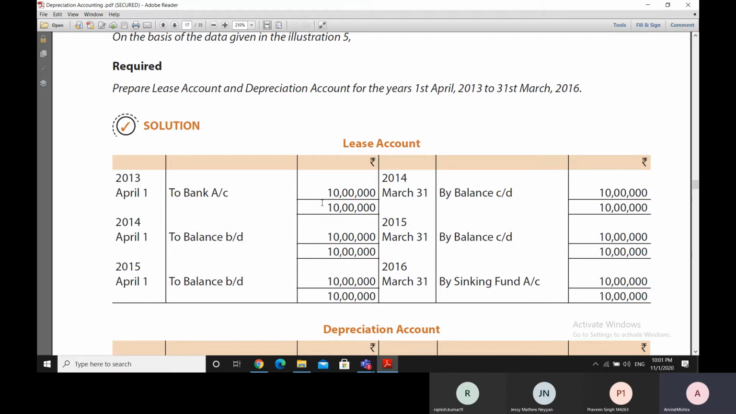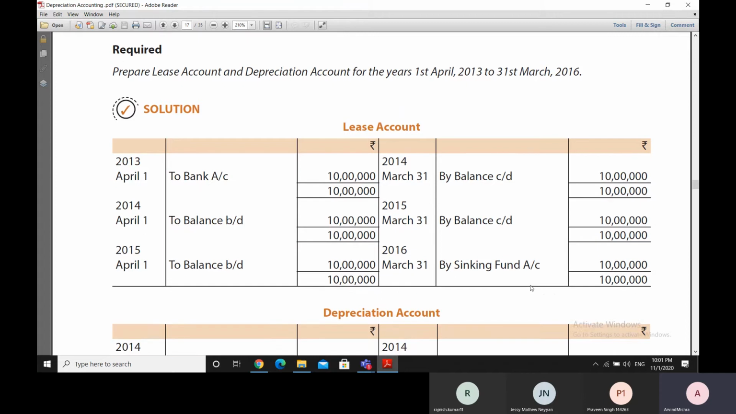Now this amount is being carried forward, and thereafter it's being brought down next year, and again in the next year it is being brought down, and finally on March 31, 2016, we are crediting the lease account and debiting the sinking fund account with 10 lakh rupees because the lease is now over.